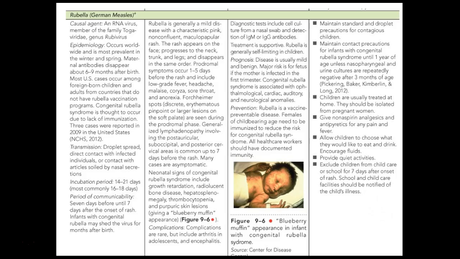Children definitely need to be isolated from pregnant women just because of the risk of transmitting this illness to a pregnant woman and causing congenital rubella syndrome for her unborn child. And then supportively, we just give pain meds or analgesics and antipyretics for fever.